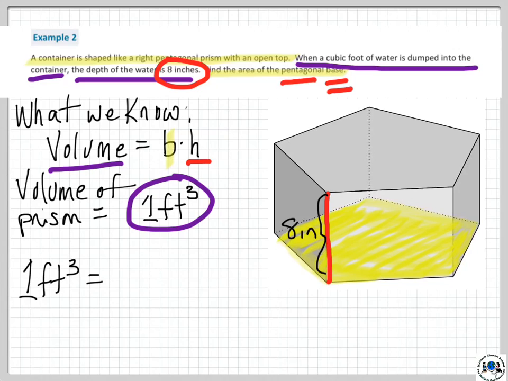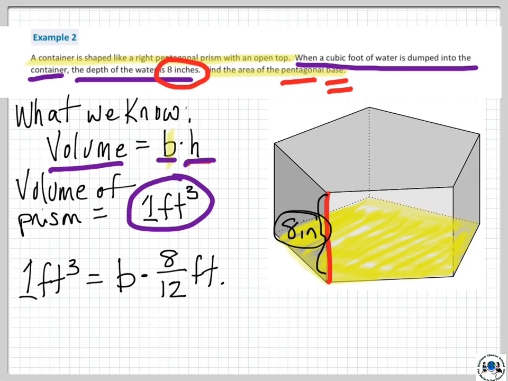Okay, so now we're going to put together an equation, because we're trying to solve for h. Actually, we're not trying to solve for h. We're actually trying to solve for b, the base area. So we'll write our equation. We have 1 cubic foot is equal to base times 8 over 12 feet.